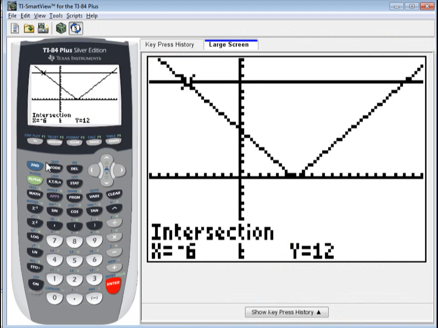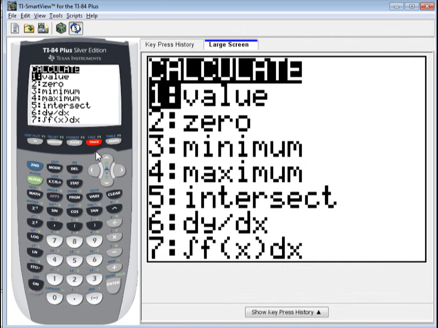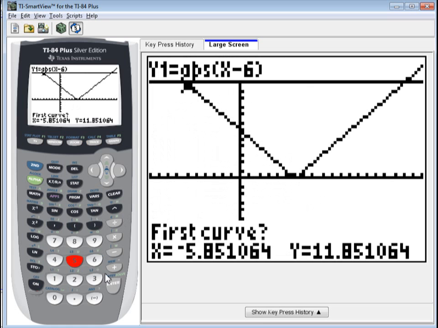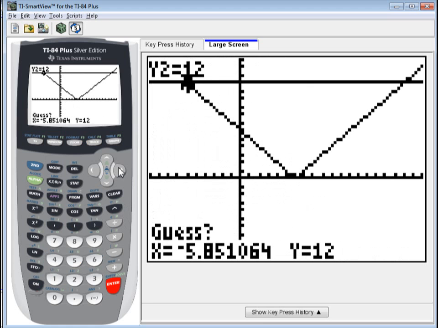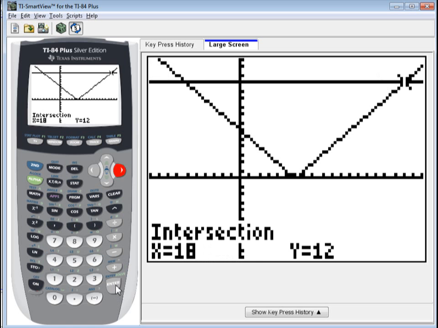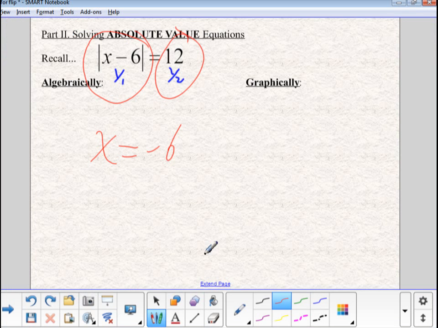And to find the other one, I'm going to do it again. Second, calc, intersect, first curve, second curve, and this time I'm going to arrow over to the other way. It's a little annoying because you've got to just keep arrowing over there. Keep going, come on. Okay, keep going. And it's close enough. I'm going to press enter. And it shows me the other intersection, which is when x is 18. So there you go.